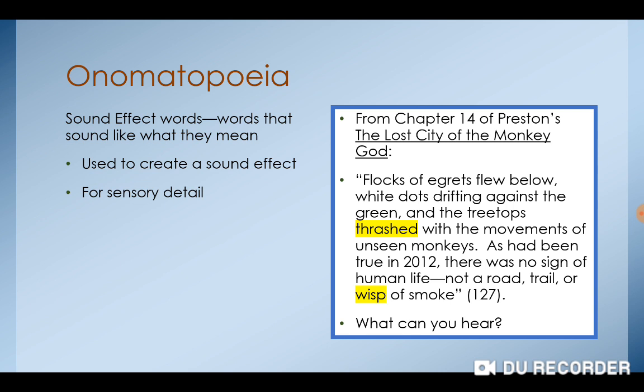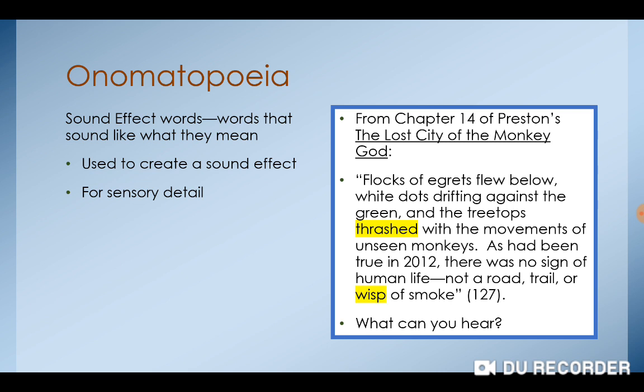You can see it and understand the story better because the author's using a sound effect word that gives you an auditory cue. So here's an example from chapter 14 of The Monkey God. And I want you to know I had to really reach to find this. I don't think Preston overly likes using onomatopoeia, but this is the best I could find. All right, here's your example. Flocks of egrets flew below, white dots drifting against the green, and the treetops thrashed with the movements of unseen monkeys. As had been true in 2012, there was no sign of human life, not a road, trail, or wisp of smoke.